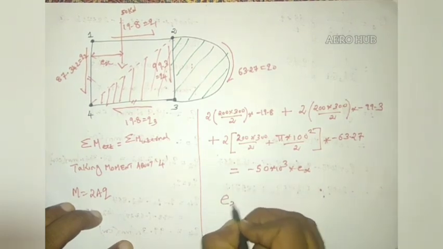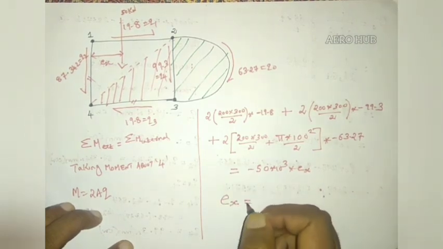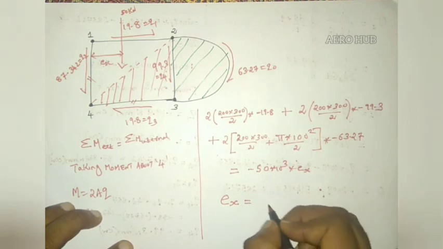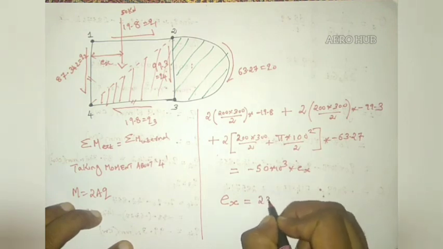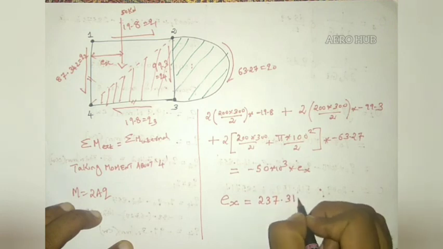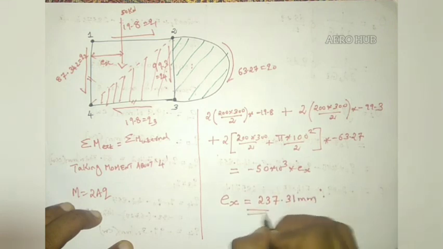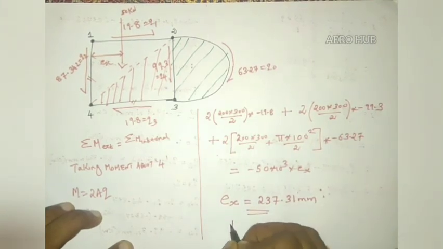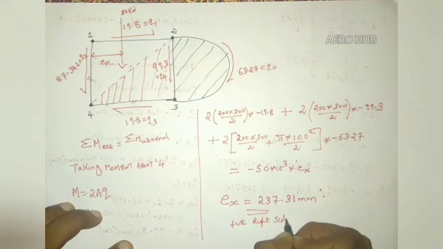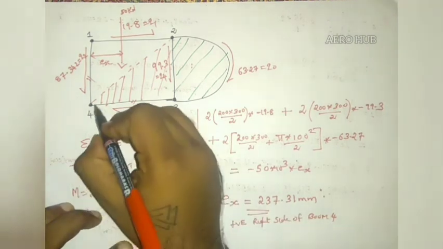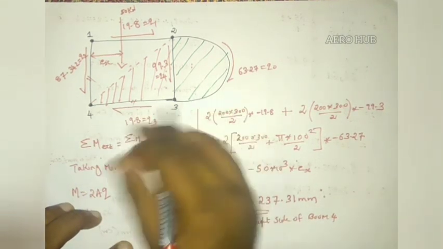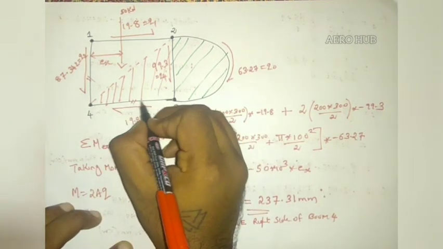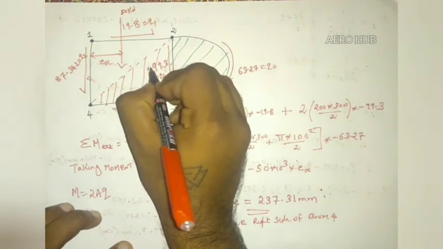And you can see here we have only one unknown term, that is Ex. So when you are solving, you will be getting the answer of Ex, which is nothing but the shear center of the section, that is equal to 237.31 millimeter. That is positive, that is towards the right hand side of boom 4. The total distance is 300, so it will be somewhere here. That will be the shear center.